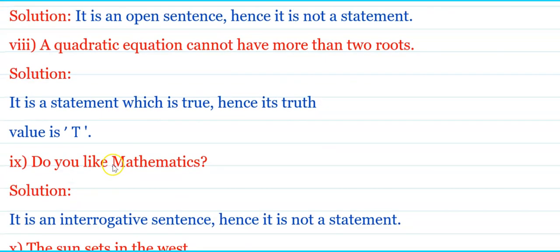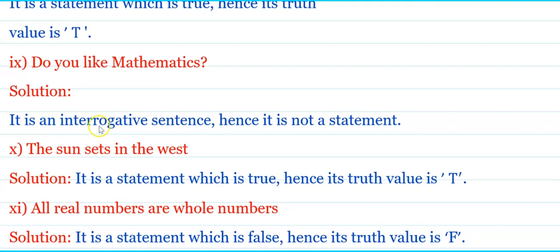Okay. Do you like mathematics? Solution. It is an interrogative sentence. Hence it is not a statement. Okay. Everyone will surely like mathematics. And actually it is interrogative. A question mark is given and it becomes a question sentence, and hence it is not a statement. The sun sets in the west. It is a statement which is true and hence its truth value is capital T.